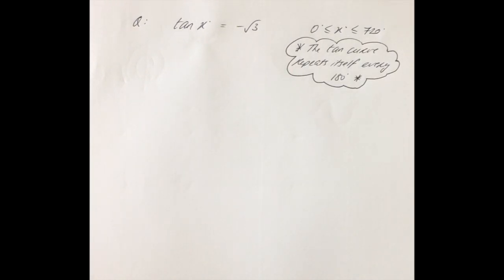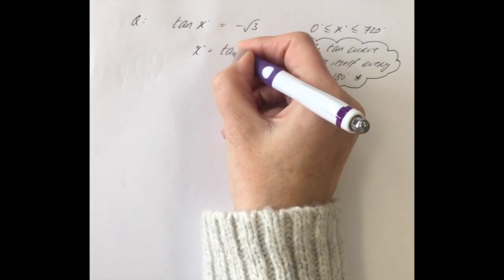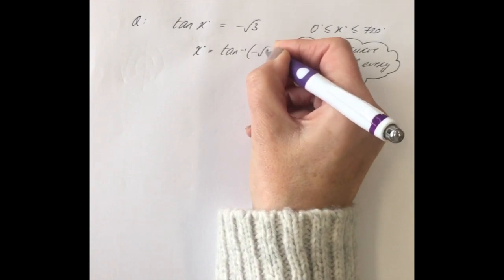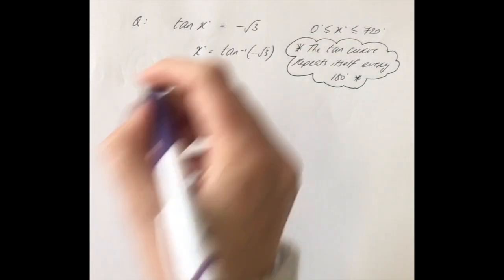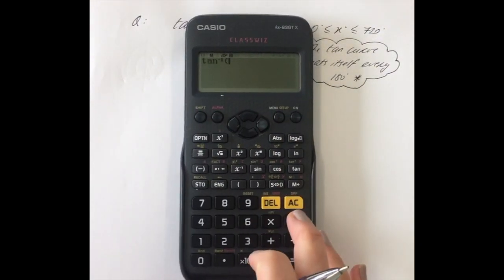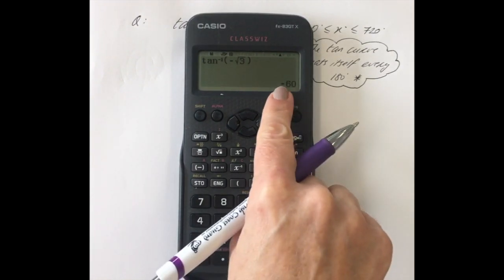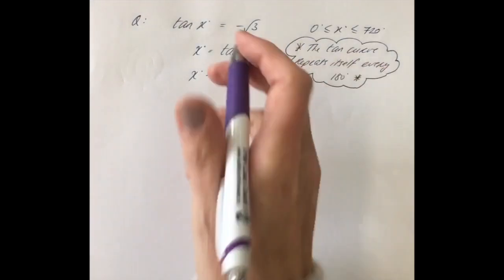Okay, so first things first, you're going to get your two main solutions as always, and then you can look for multiple solutions. So pause the video and see how far you can get on this one yourself. So first solution, of course, we are going to do tan inverse of minus root 3. And we're getting minus 60.